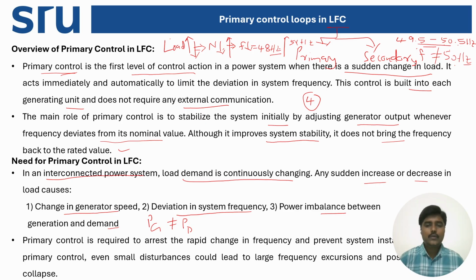So primary control is required to arrest the rapid change in frequency and prevent system instability. Even small disturbances could lead to large frequency excursions and possible system collapse. Even though the frequency variations are very small, they cannot be neglected because cumulatively the frequency variation may keep on continuing.